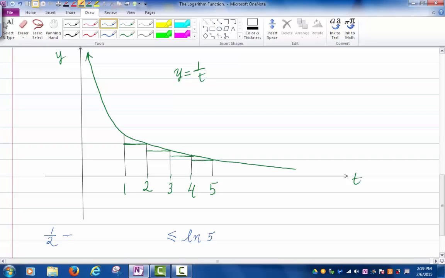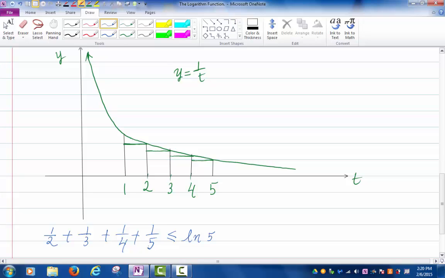What's the area of the second rectangle? 1/3, because the height of the second rectangle is exactly the height of the graph at 3, which is 1/3. The third rectangle is 1/4. The last one is 1/5. So I can easily find half plus a third plus a fourth plus a fifth. If I add that, I get a lower bound for my log 5 that I'm trying to estimate.